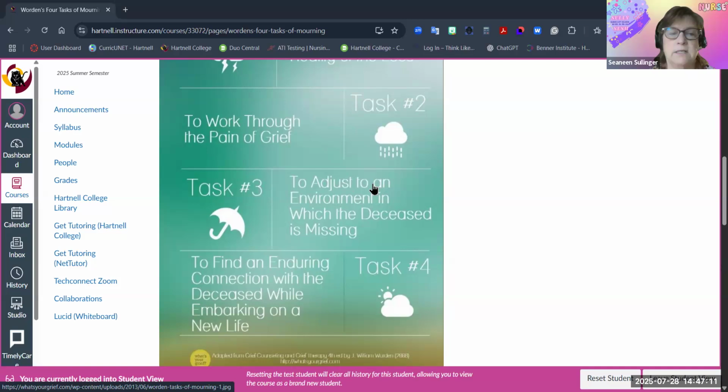And then number 4, to find an enduring connection with the deceased while embarking on a new life. And that's where the sun comes out. We can see the sun through the clouds. So this new life is a new life without this person, but without this person physically, right? But I still have a connection while I'm still moving through my grief, and my grief doesn't necessarily go away. Grief is something that will come and go. Oftentimes I'll hear a song or smell a smell like a perfume or a cologne or something.